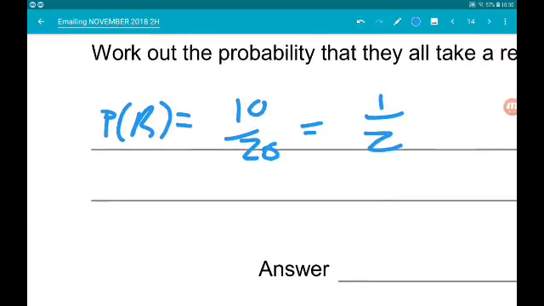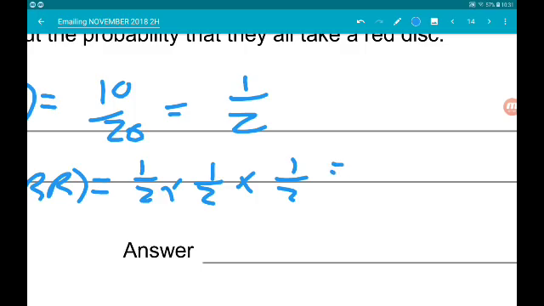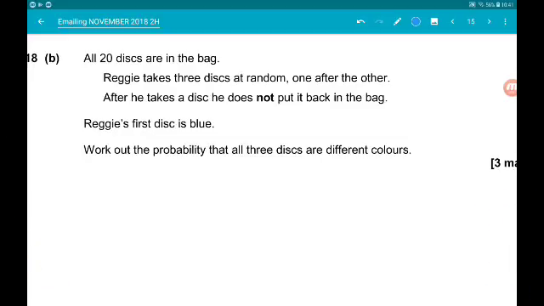Now the probability that they all take a red then is just, so the probability of, let's say, red, red, red is just 1/2 times 1/2 times 1/2, which gives us 1/8. Okay, then for part B, all 20 discs are in the bag.